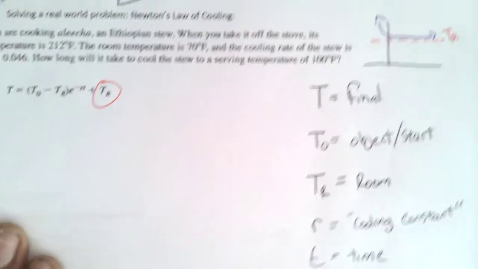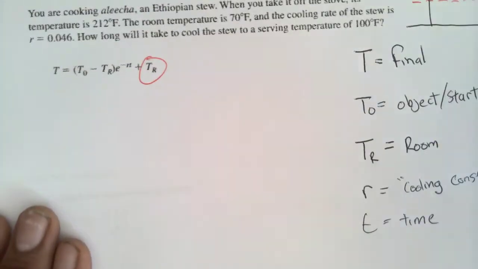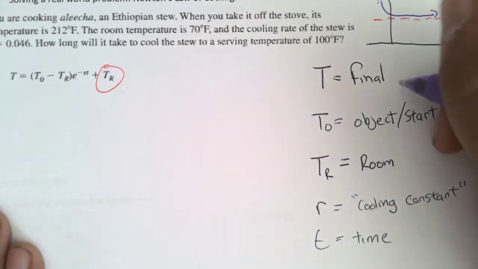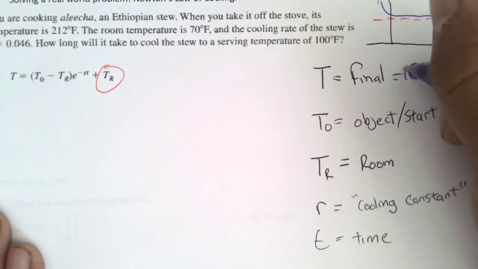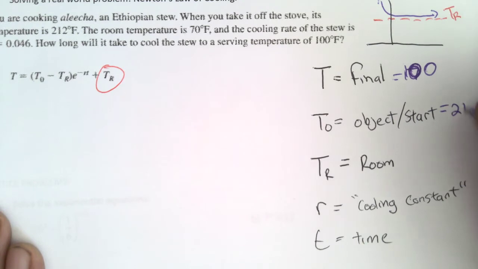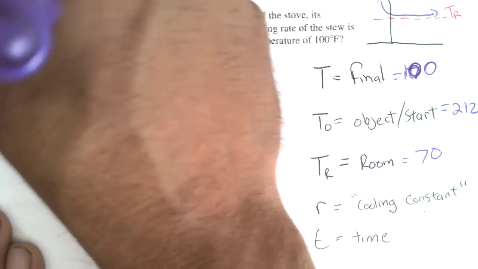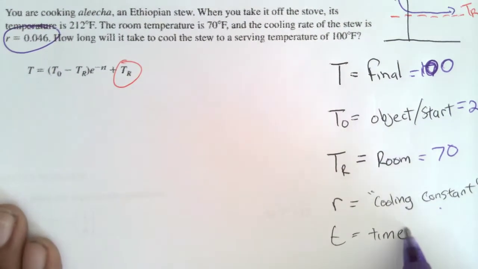And to do that, we are going to use a log, but not quite yet. We're going to have to substitute everything in. So let's see what we got. We want this to be 100 degrees. So we're going to say our final temperature is going to be 100. Our starting is 212. Our room is 70. It gave us the root r, this small r here. And we don't know this. This is what we're looking for. So let's set this up.